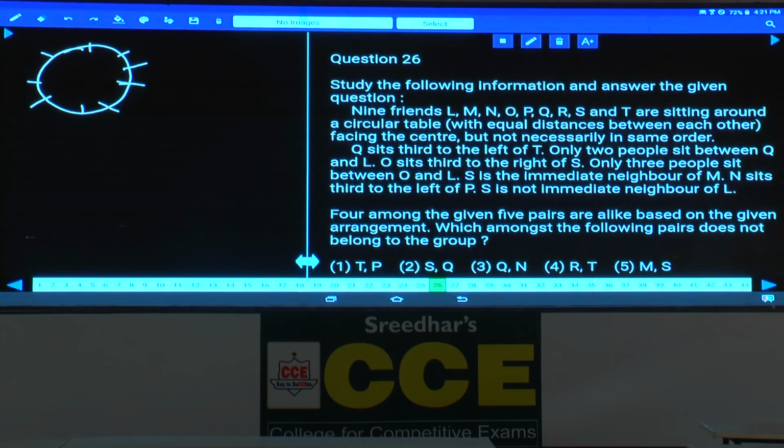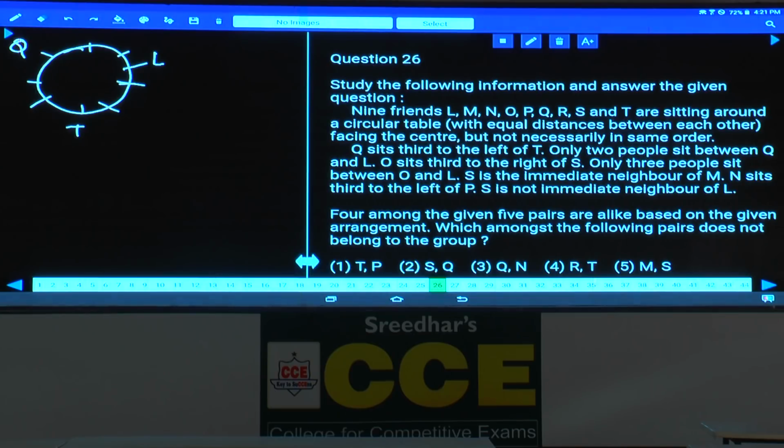Then, what is the information here? Q sits out to the left of T. As T is here, Q sits out to the left of T, so Q will be here. Only two people between Q and L. Right hand side is not possible because T is already there, hence L must be at this place. Are you following or not? Only two people between Q and L.